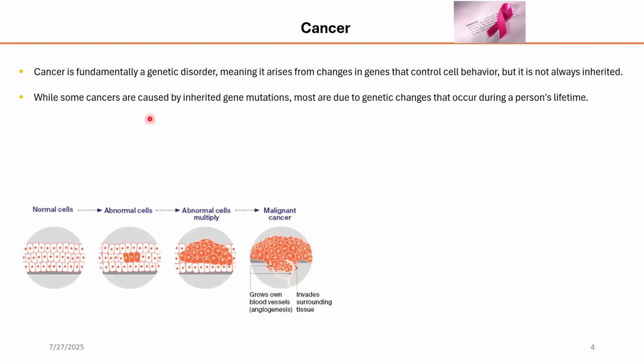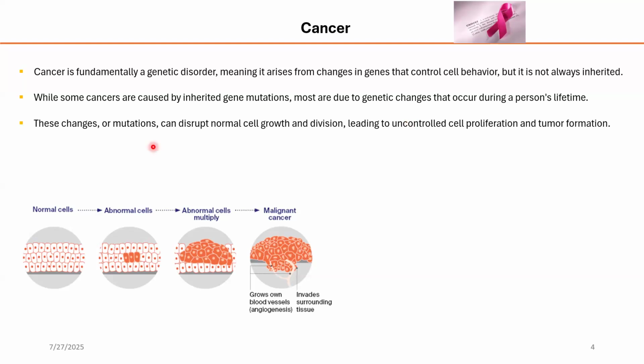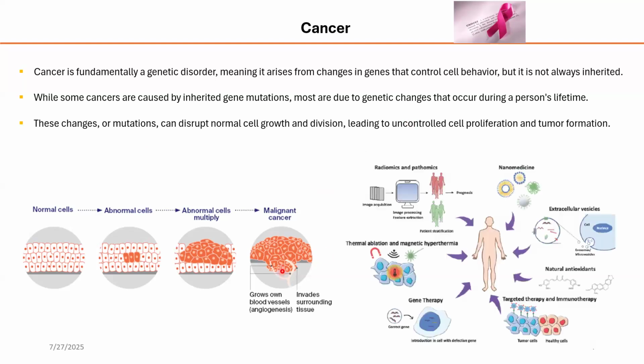While some cancers are caused by inherited gene mutations, most of them are due to genetic changes that occur during a person's lifetime, which is lifestyle. These changes or mutations can disrupt normal cell growth and division, leading to uncontrolled cell proliferation and tumor formation.